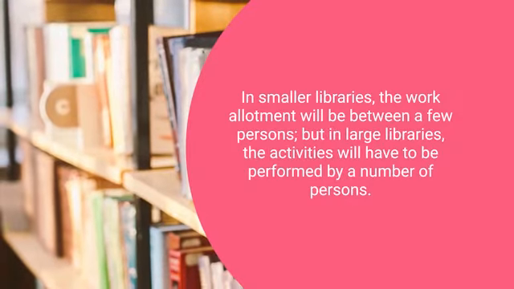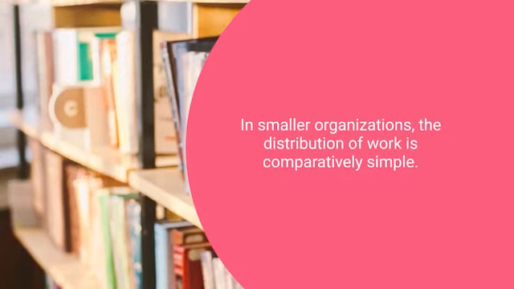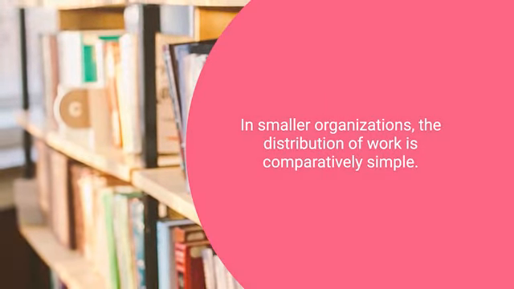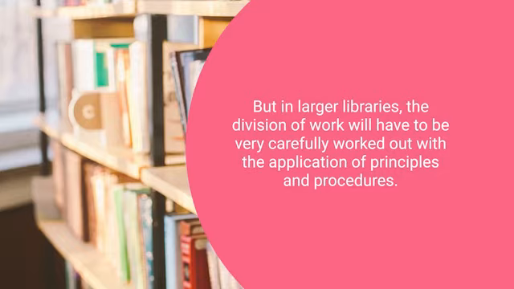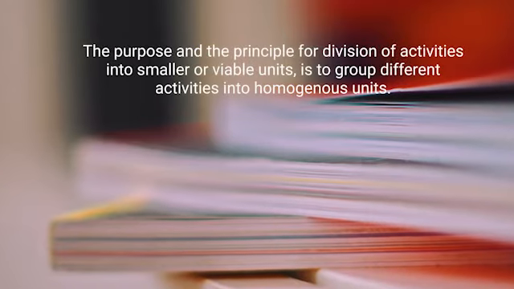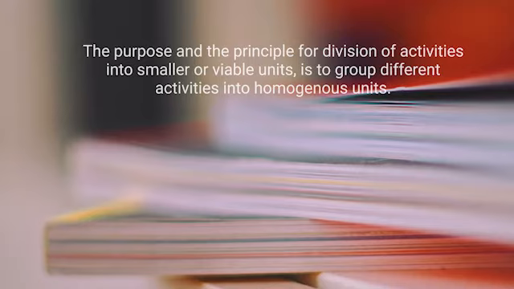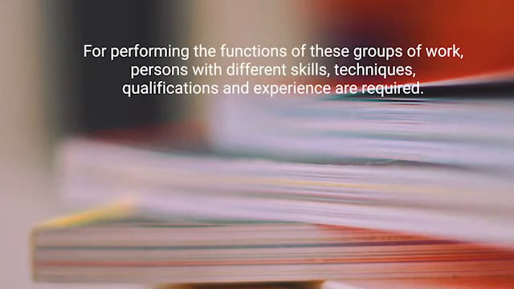In smaller libraries, the work allotment will be between a few persons, but in large libraries, the activities have to be performed by a number of persons. In smaller organizations, the distribution of work is comparatively simpler. But in larger libraries, the division of work will have to be very carefully worked out with the application of principles and procedures. The purpose and the principle for division of activities into smaller or viable units is to group different activities into homogeneous units. For performing the functions of these groups of work, persons with different skills, techniques, qualifications, and experience are required.